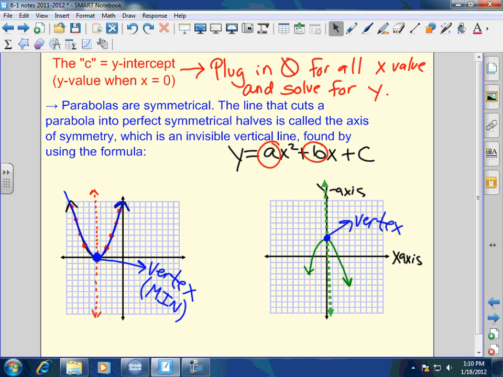When my vertex is belonging to a quadratic function whose a is less than 0, whose a is negative, the graph is pointing down, the vertex in this case would be a maximum.